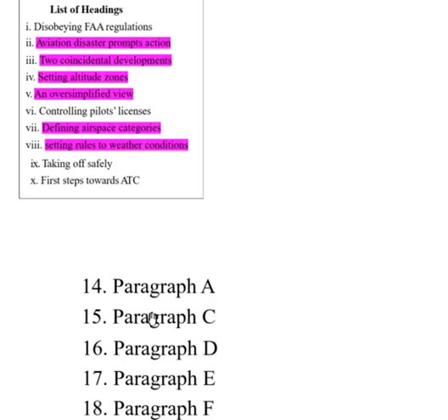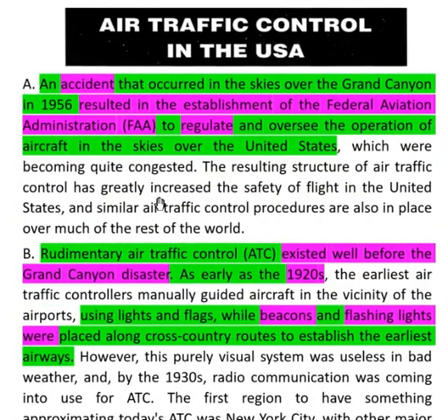Paragraph A. Let's read a part of this paragraph. Here is paragraph A. An accident that occurred in the skies over the Grand Canyon in 1956 resulted in the establishment of the Federal Aviation Administration, also known as FAA, to regulate and oversee the operation of aircrafts in the skies over the United States, which were becoming quite congested. This is the first sentence.